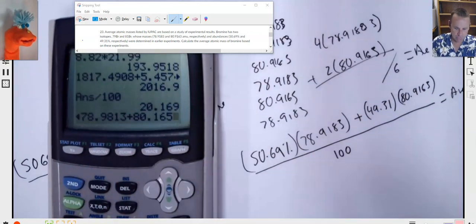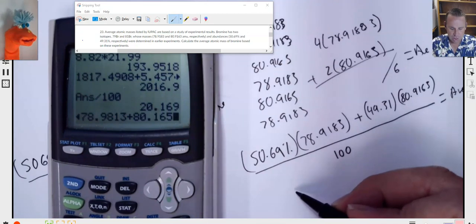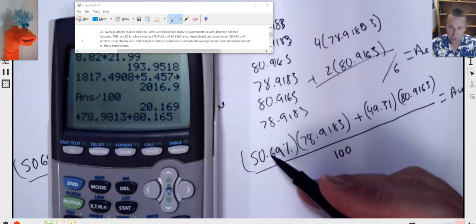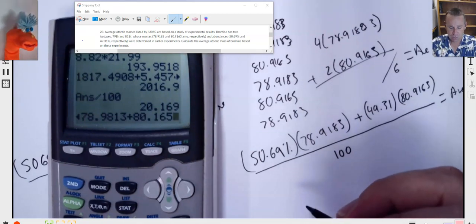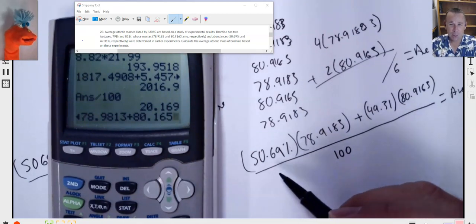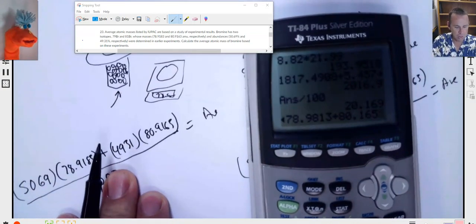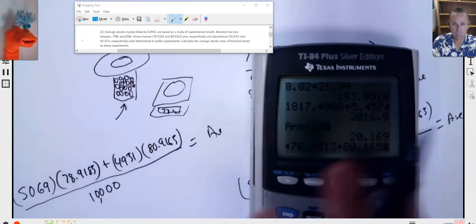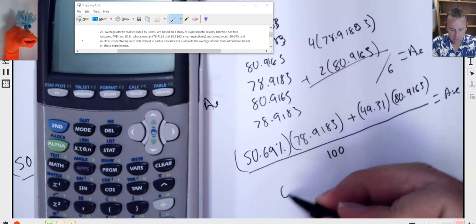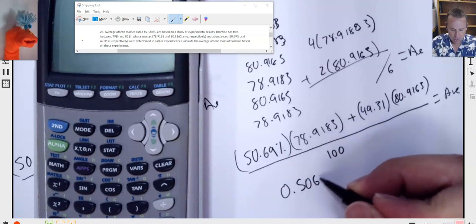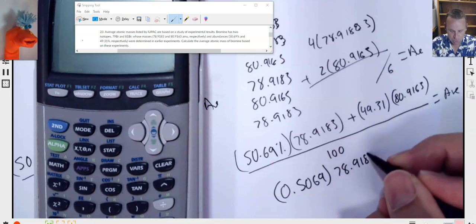Another way that students like to do it to kind of save a little bit of time is to go not the average, sorry, not the percentage, but the fraction. What's the fraction? It's like out of 1. If this was represented as one batch, what fraction of it would have a mass of this? And the answer is 0.5069. All right, so then I multiply that by 78.9183.